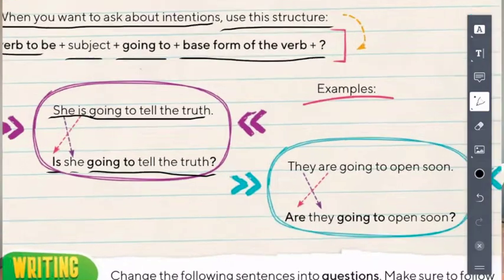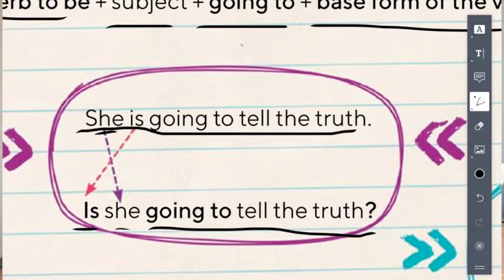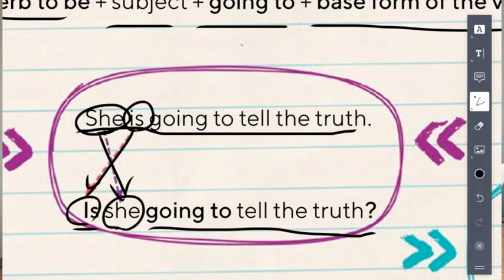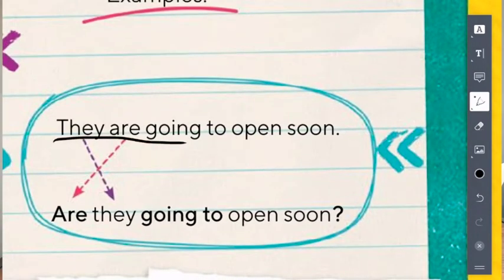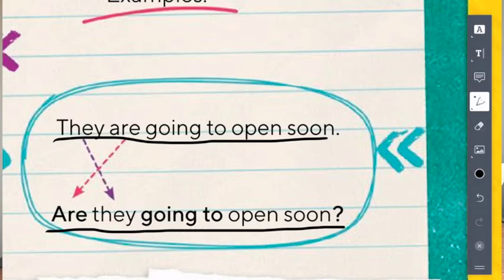Can you see it? You change the subject and the verb to be from place. And at the end you add a question mark. Super easy, right? Let's check the second example. They are going to open soon. You change the subject and the verb to be. Are they going to open soon? And you add a question mark. Super easy, super simple. Let's go with the activity.